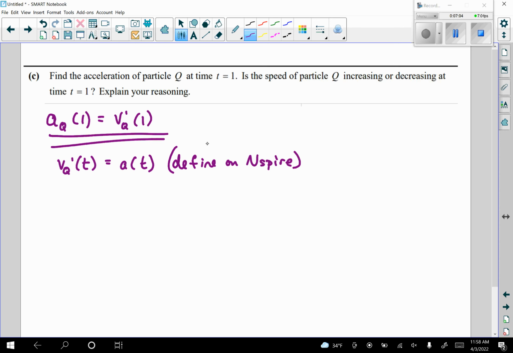But again, this is key, that they want to see this part. Now all you have to do is go back to the variable key, hit a of 1, and you should get 1.027. So you get 1 point combined here. So it's the setup and the acceleration.